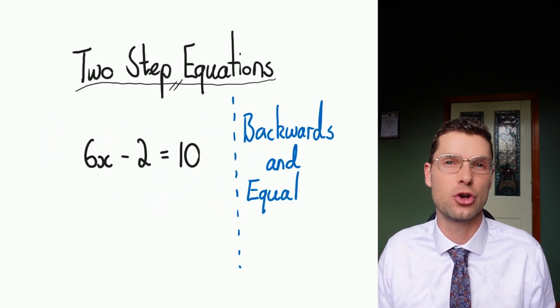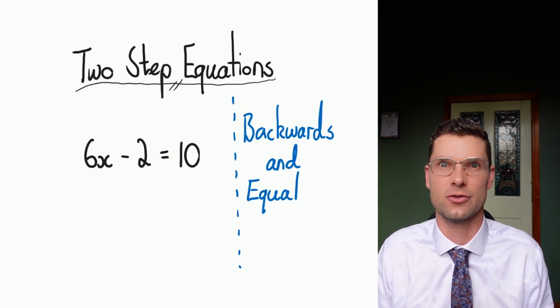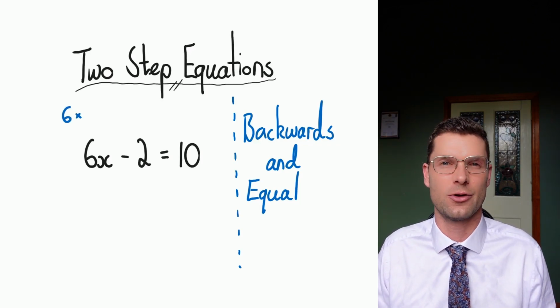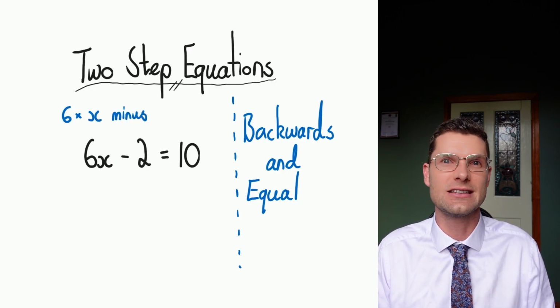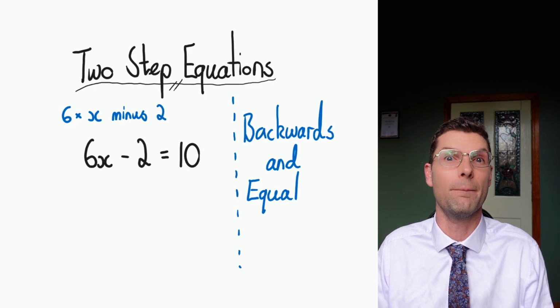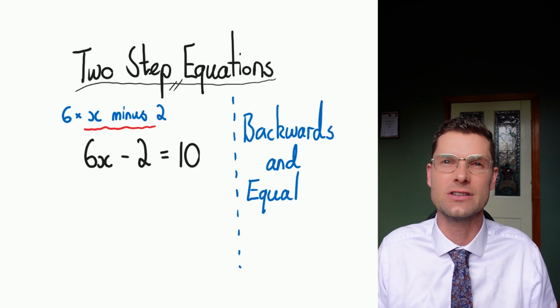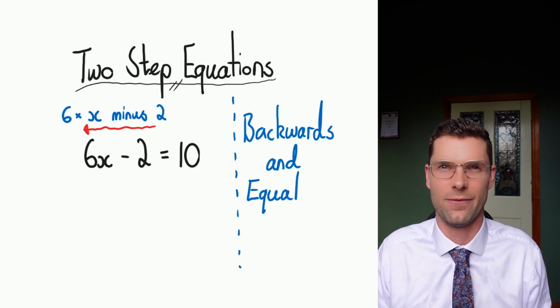So if we have a look at a two-step equation, nothing actually changes. We're just doing the same steps that we saw in those one-step equations, but we've got to do them twice. So for this one, I've got 6x minus 2 is equal to 10. And I actually want to write out what this is saying. I've got 6 multiplied by x minus 2 is equal to 10. Because I've got to work backwards, I just have to take the thing that's furthest away from my letter and deal with that first.